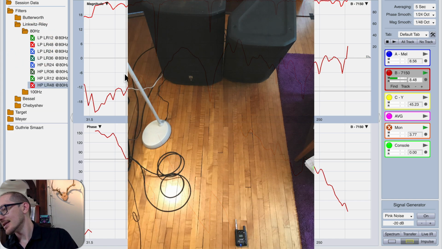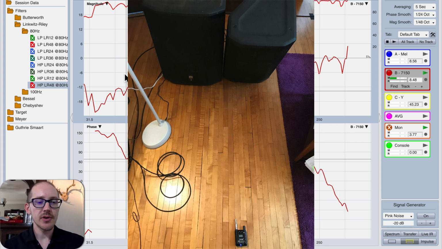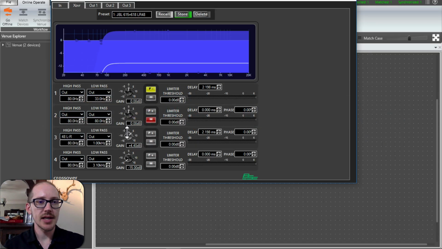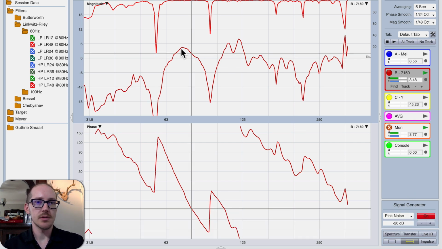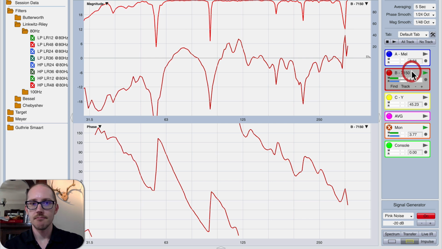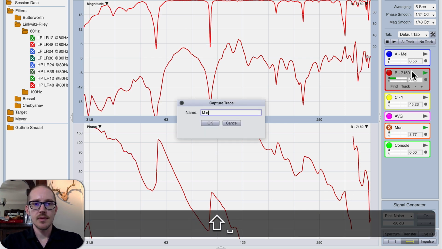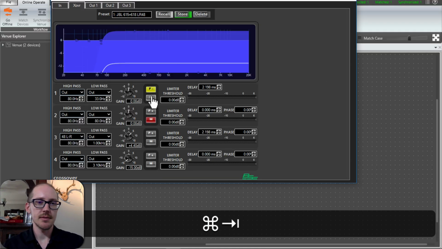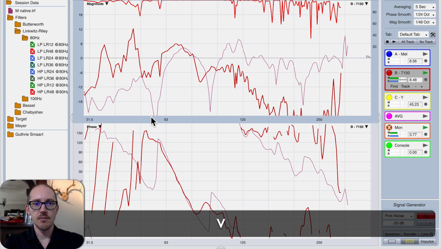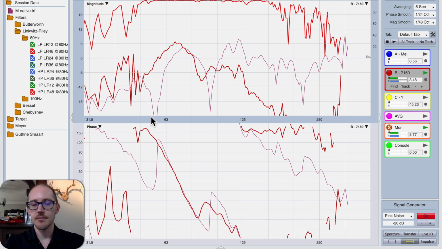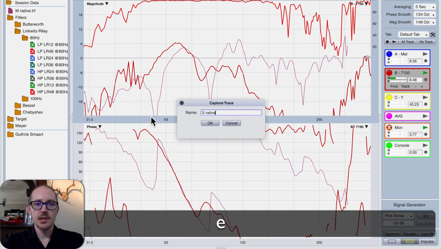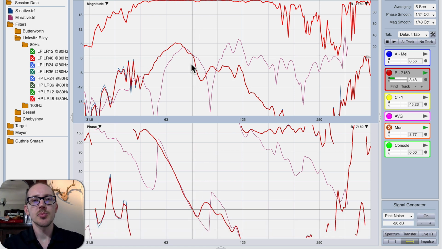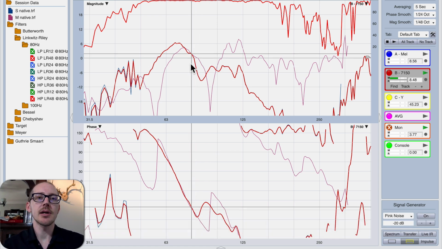So I've got a main and a sub here on the floor in my living room. So let's first just measure those in native mode and make sure I've got everything out here. No filters. Okay. So go. Native sub. Sub native. And now I'm going to put a filter here at 80 Hertz.